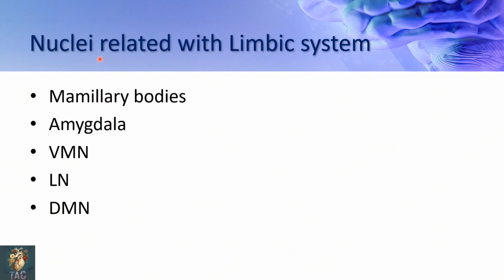The different nuclei of the hypothalamus which are related with the limbic system are the mammillary bodies, amygdala, ventromedial nucleus, lateral nucleus, and dorsomedial nucleus. The mammillary body is related with memory, the episodic memory, and the reflex memory with the olfactory system. So it is part of the Papez circuit. We will discuss it in the next slide. The amygdala is connected to the mammillary bodies. Amygdala is connected to the hypothalamus via the stria terminalis.